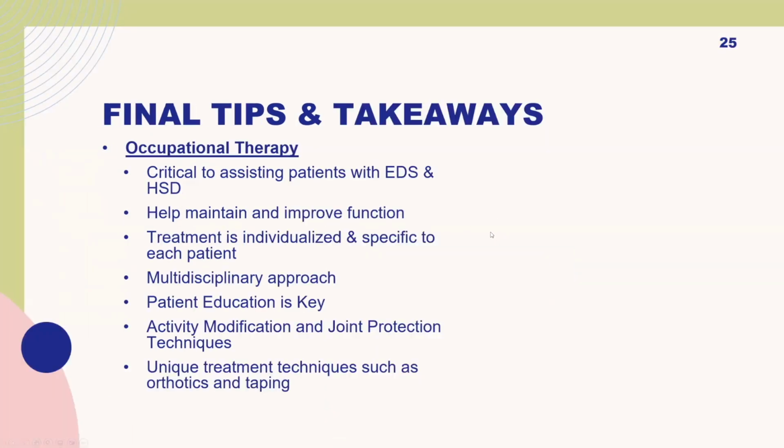So, the final tips and takeaways. Occupational therapy is critical to assisting patients with EDS and HSD. The goal is to maintain and improve function. Treatment is individualized and specific to each patient, and a multidisciplinary approach is used. Patient education is key. Activity modification and protection techniques are a big part of what we do. And unique treatment techniques such as orthotics, splinting, and taping are a big part of our practice.